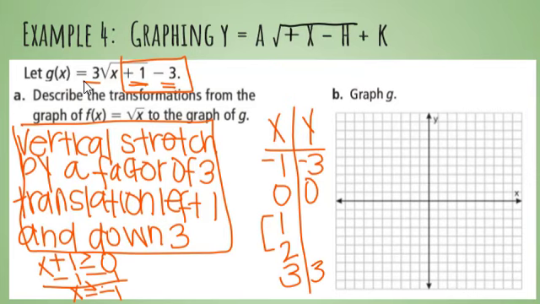So we can go ahead and plot these points. So we have -1, -3, 0, 0, and then 3, 3. And here's our function for this one.